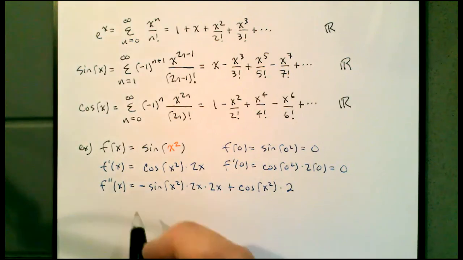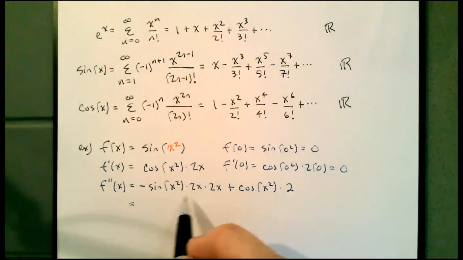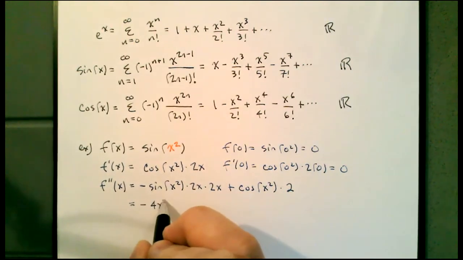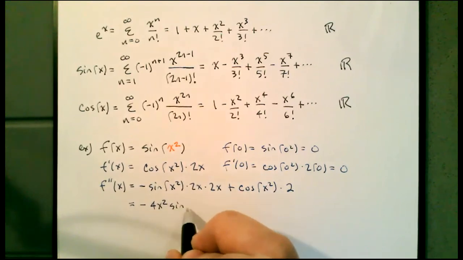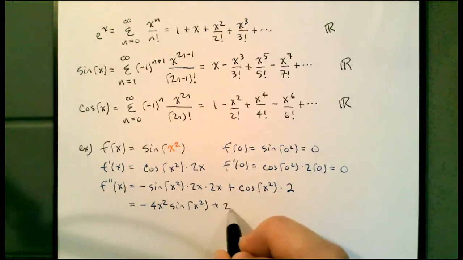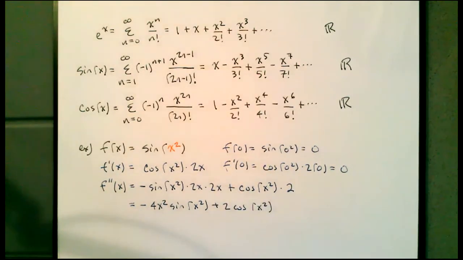No problem, you say. We can simplify this. Let's see. I've got minus 4x squared sine of x squared plus 2 cosine of x squared. And we need to plug in 0 for the Taylor polynomial.